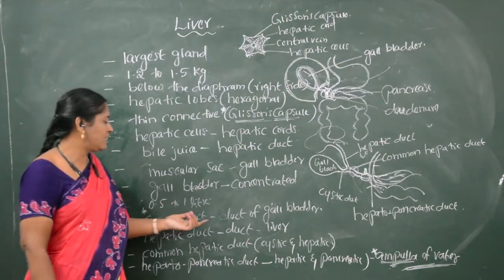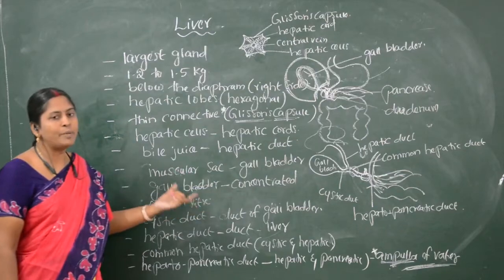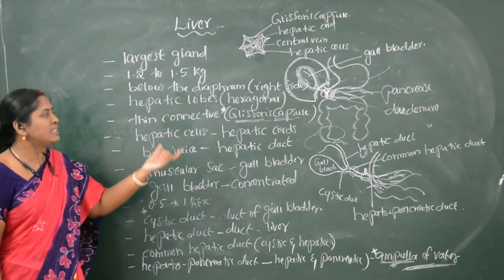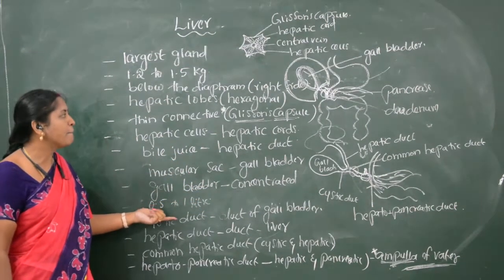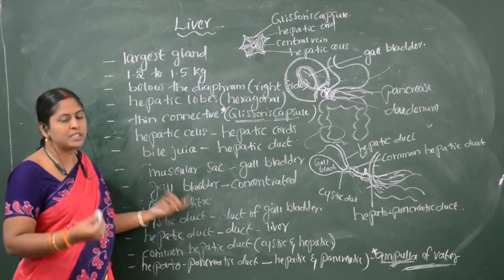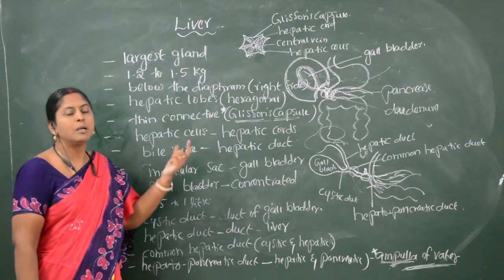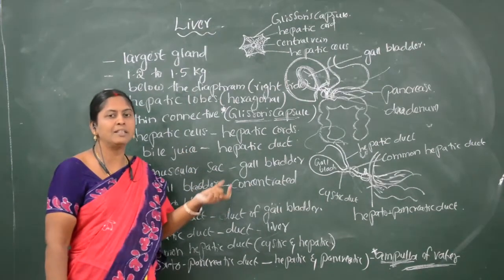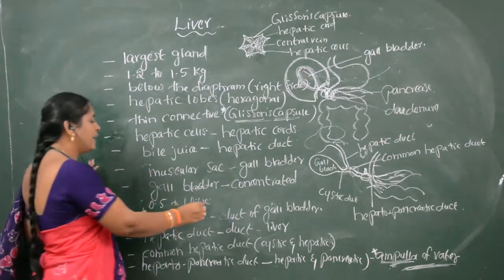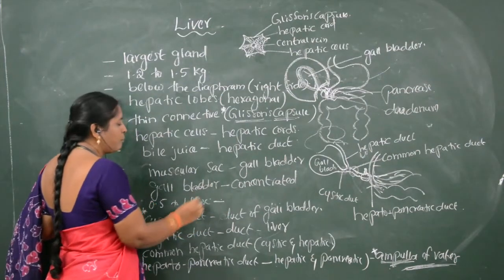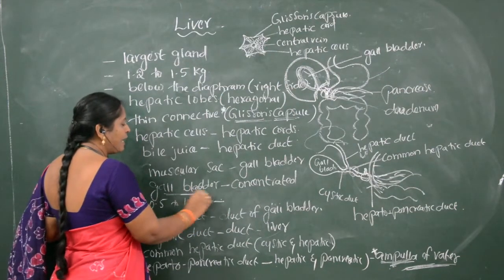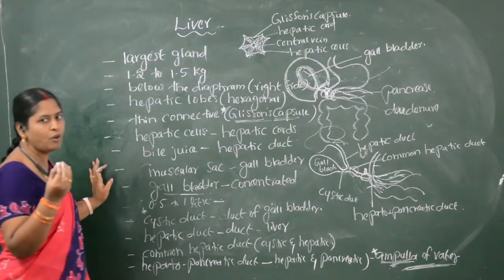Now, if you see this gallbladder, how much percentage will be stored is nearly per day. The liver produces half a liter to 1 liter of bile juice, which is secreted by the liver. And one more important point is that the gallbladder is absent in some organisms.